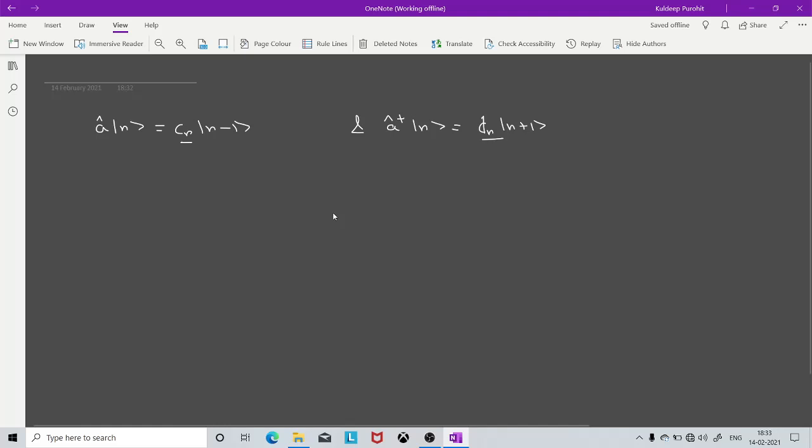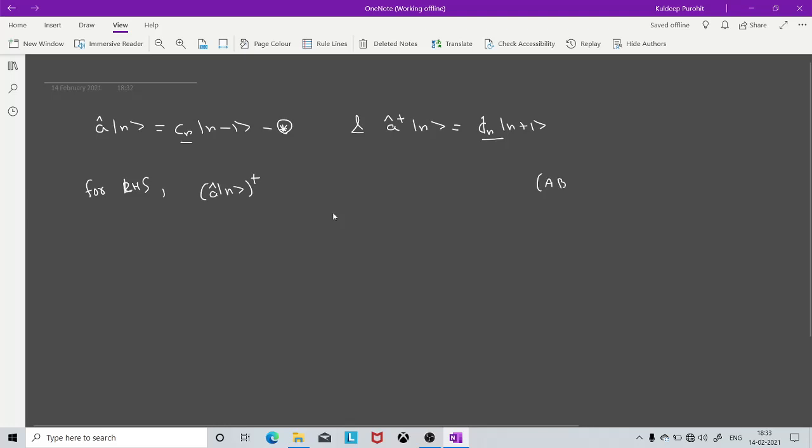So let me find it for this term. Now to do this, first of all let us find the Hermitian conjugate of this equation. So first of all, for the LHS, A into ket n, the Hermitian conjugate of this quantity will be, similar to matrices.